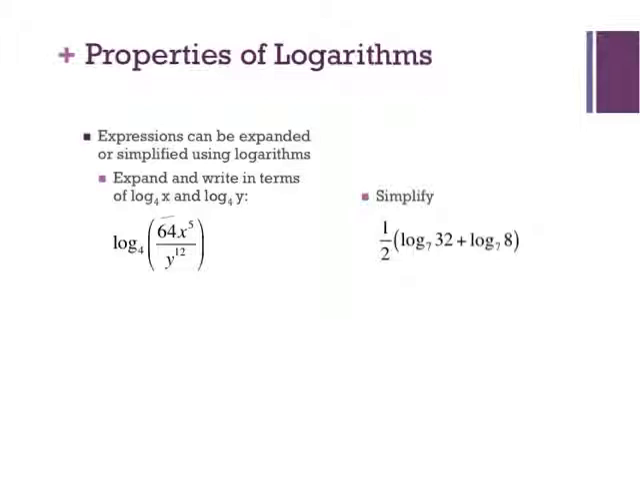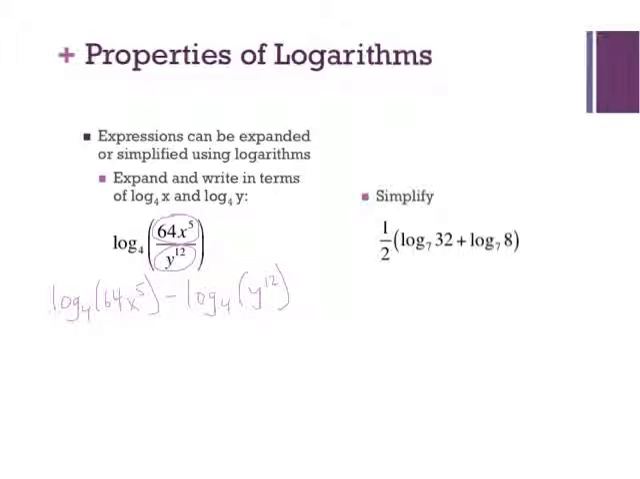And so to do that, maybe the first thing I notice is that this is the log of a quotient. And so I'm going to break this up into two smaller logs that are subtracted. So I'll write it as log base 4 of the top, 64x to the 5th, minus log base 4 of the bottom, y to the 12th.